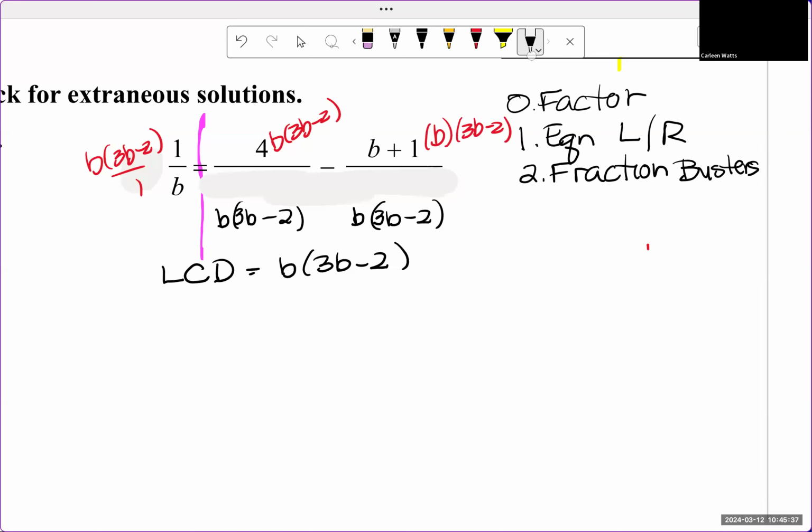Then we decided we have an equation. We're going to do the same to the left. Did we do the same to the left as we did to the right? Yep, multiplied the left and the right by b and 3b minus 2. That was fraction busters. So the next step is what? Cancel.